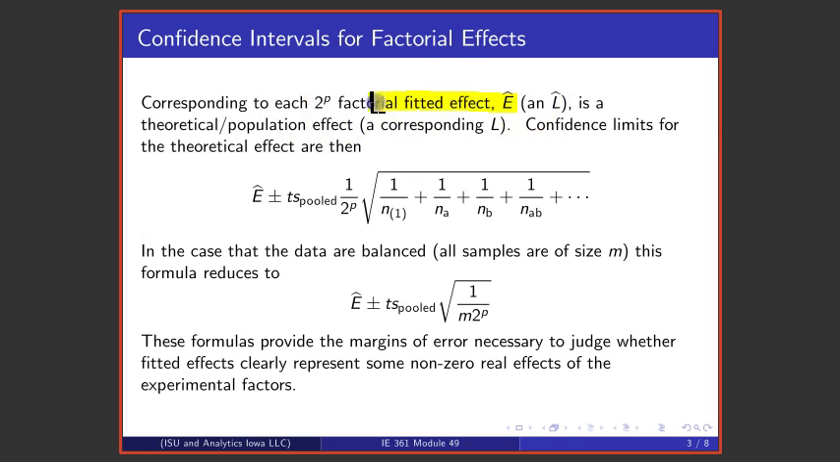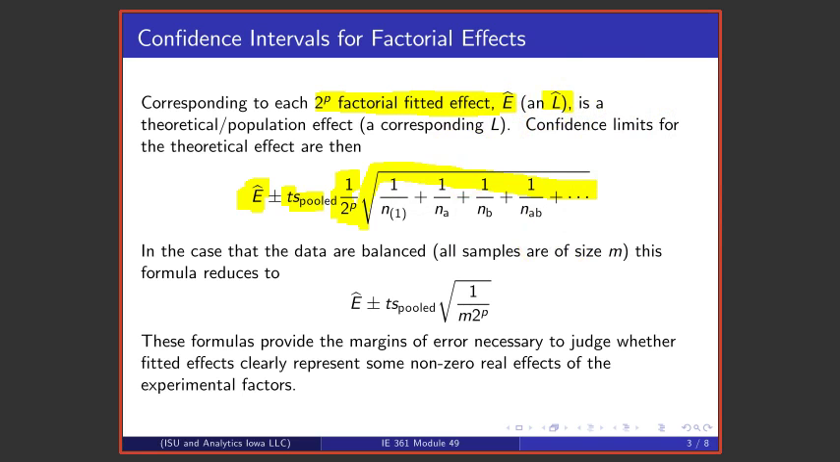Any 2 to the p factorial fitted effect is an L hat, and based on it, confidence limits for the corresponding theoretical effect are the fitted effect plus or minus t-value times pooled S times 1 over 2 to the p times this square root, which is very simple. That square root is the sum of the reciprocal sample sizes.